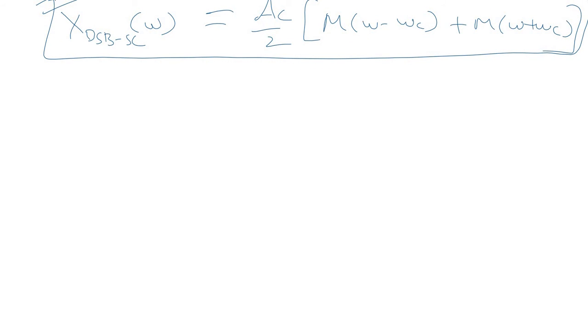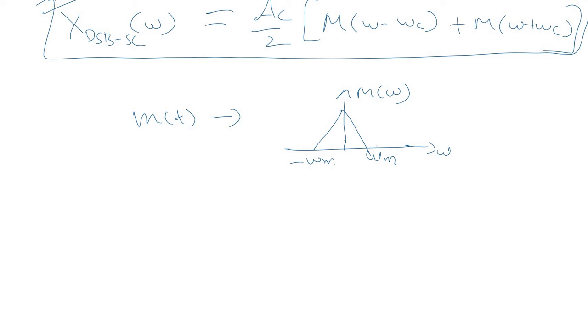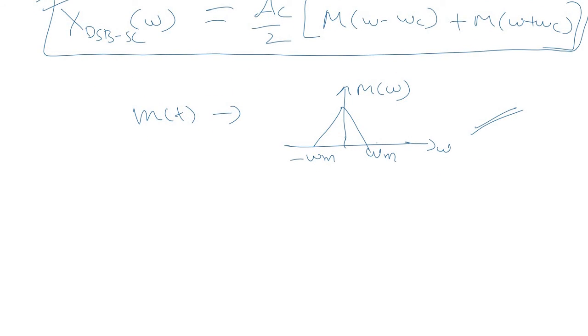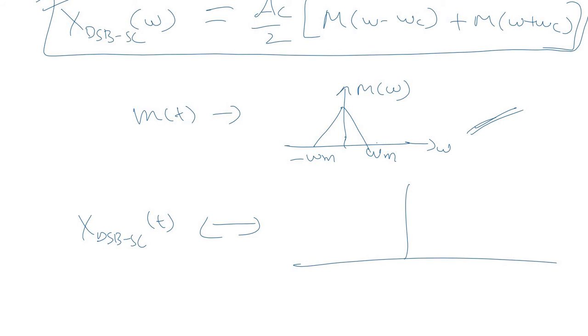Let us assume the spectrum of the message signal m(t) as any random spectrum. Let's say it's a triangular wave. So this is M(omega), that is the spectrum of the message signal, ranging from minus omega m to omega m. Now based on this assumption, the spectrum of the DSB-SC type of the signal would be a shifted version of this message signal.